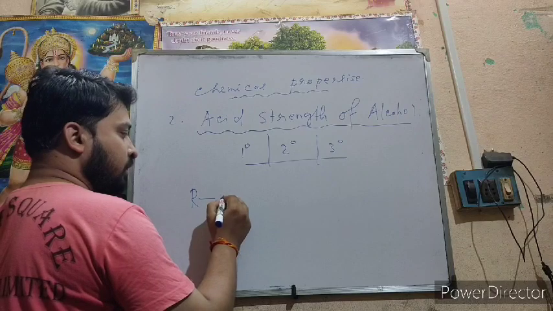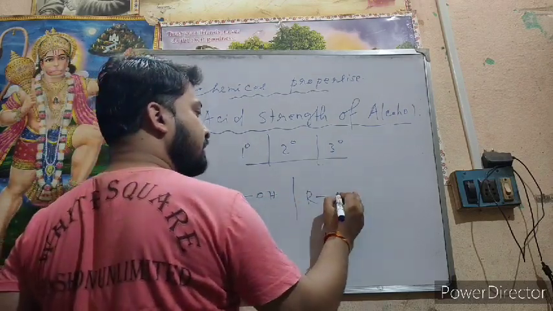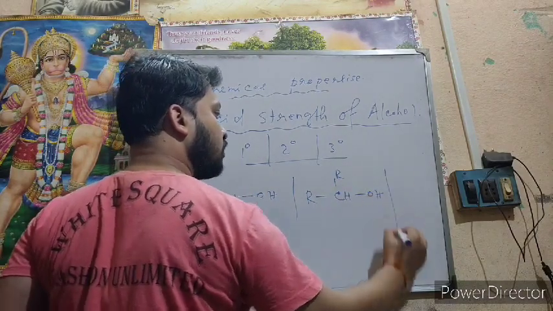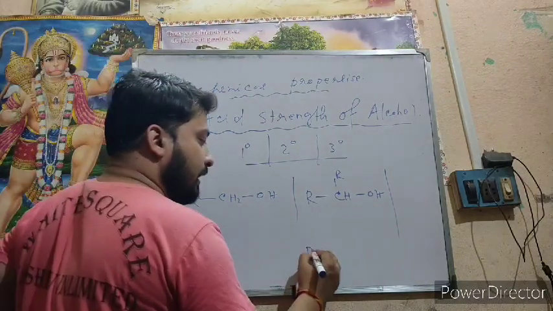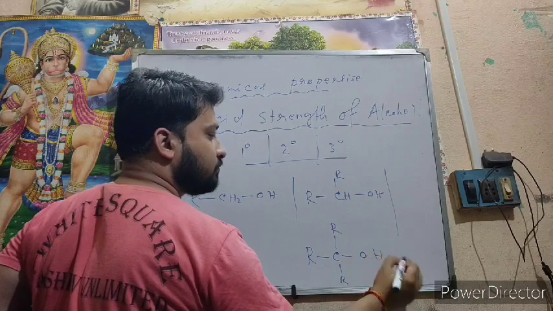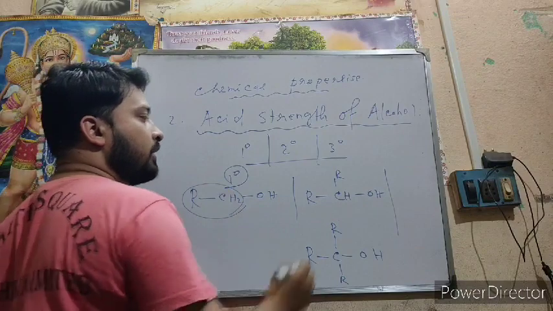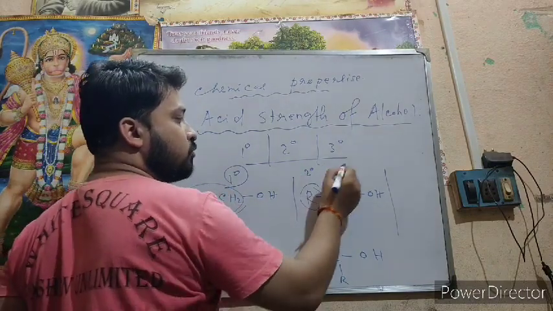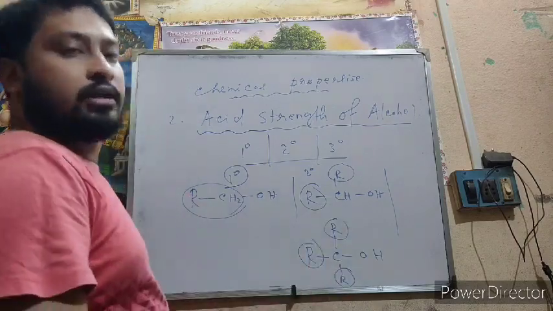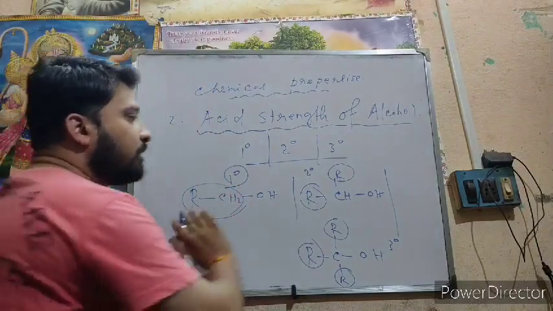RCH2OH or R2CHOH or R3COH. This is 1 degree alcohol due to the presence of 1 bulky group. This is 2 degree alcohol due to the presence of 2 bulky groups. This is 3 degree alcohol due to the presence of 3 bulky groups. So this is 3 degree alcohol. Now which is more acidic?